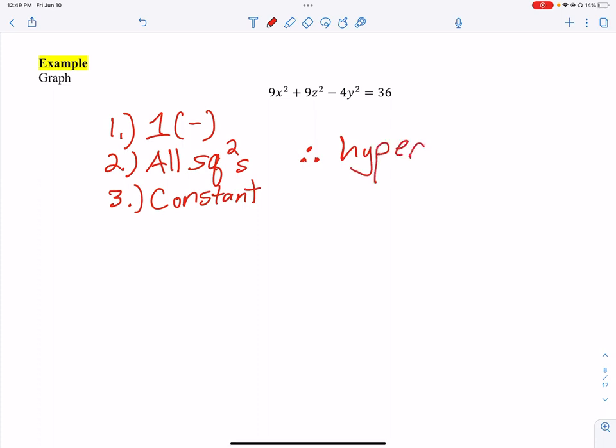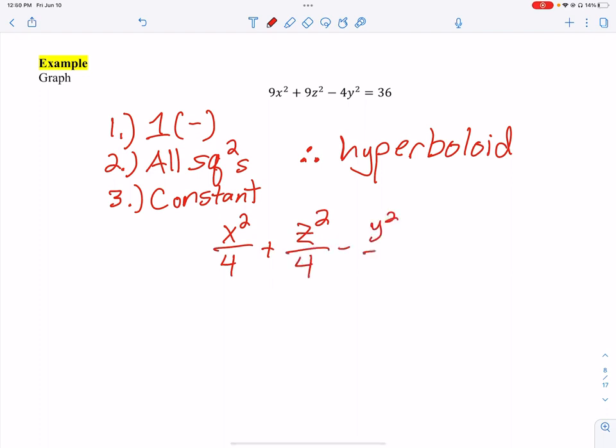Let me make sure I spell this right. Hyperboloid. I may be pronouncing that wrong, but forgive me if I am. Trying my best. So the equation above is not in standard form. I would really like it to be in standard form, which means that the term on the right side would be a 1. So I'm going to divide everything by 36. So we get x squared over 4 plus z squared over 4 minus y squared over 9 equals 1. So now it's in standard form.